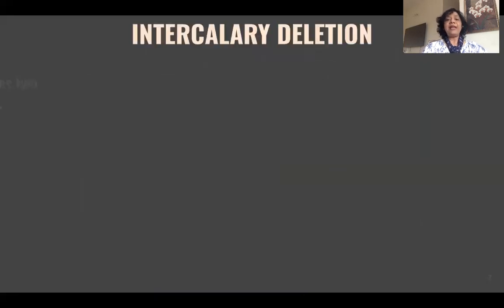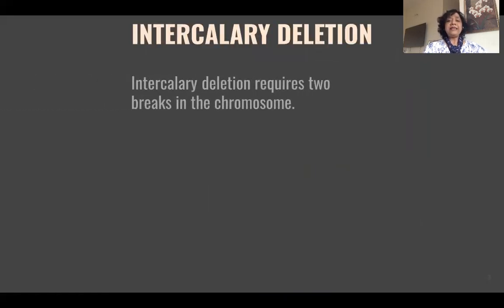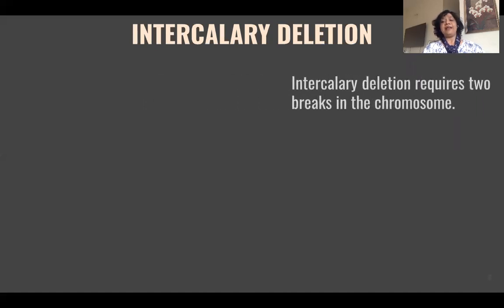Okay, so now let me go forward. Let me study the second type of deletion. The second type of deletion, we call it intercalary deletion, or we also call it interstitial deletion. Intercalary deletion requires 2 breaks in the chromosome. In terminal deletion, I told you 1 break. Now for intercalary deletion, we require 2 breaks.